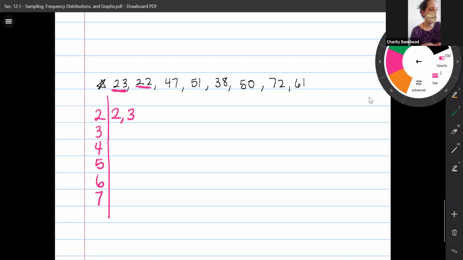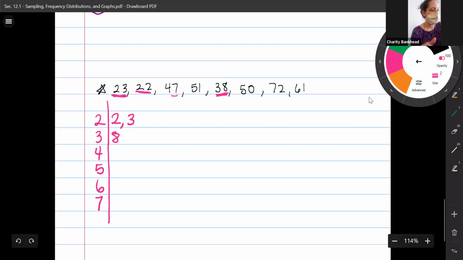So then let's look at the 30s. We have 38, so I'm going to put an 8 here. And that's all the 30s. And then I have 47, so I'm going to put a 7 here, and that's all the 40s. And then for 50, I have a 50 and a 51, so it's going to be 0, 1. And then I have 61, so I'm going to have a 1 here, and I have 72, so I'm going to have a 2 here.